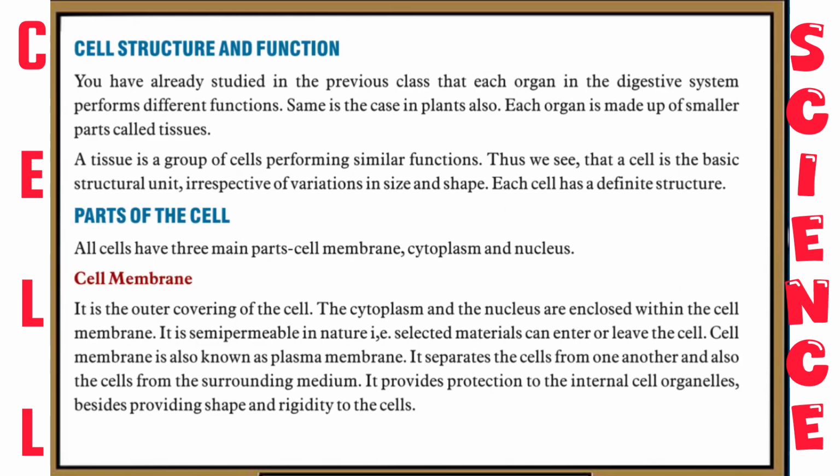Now let's see the next topic, that is cell structure and function. You have already studied in the previous class that each organ in the digestive system performs different functions. Same is the case in plants also. Each organ is made up of smaller parts called tissue. A tissue is a group of cells performing similar functions. Thus, we see that a cell is the basic structural unit irrespective of variation in size and shape. Each cell has a definite structure.